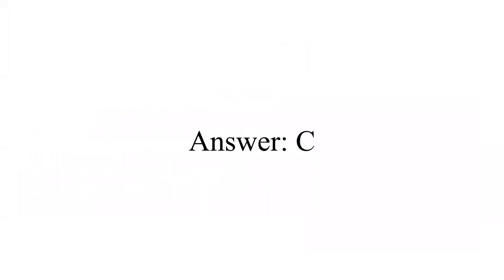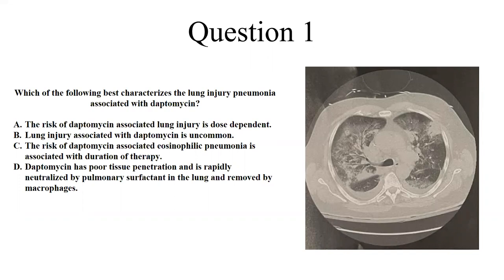The answer is C. So this is a drug-associated eosinophilic pneumonia. The CT scan is showing ground glass opacities and reticular opacities, and there are also bilateral pleural effusions, which are seen in 70% of patients. Just as more information, the bronch in this patient revealed a turbid BAL with 42% eosinophils. So daptomycin is the most common antibiotic-associated cause of acute eosinophilic pneumonia. The mechanism of eosinophilic recruitment is unclear, but it's thought to interact with pulmonary surfactant, leading to an inflammatory cascade. With these patients, it's more the duration of treatment rather than the dose, and the mean onset is 2.8 weeks.